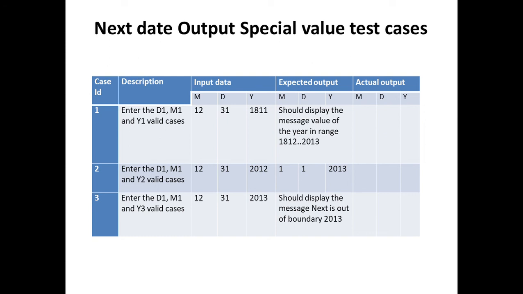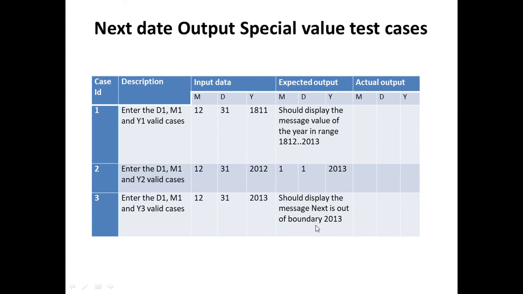1811 is a valid value for a year, but once you give the boundary value, it is not possible to give a value outside the boundary. That is not considered, so that's why you get this type of message or notification. Enter the D1, M1 and Y2 valid cases. So 12, 31, 2012. Yes, this is valid. Enter the D1, M1 and Y3 valid cases. So 12, 31, 2013 should display the message.